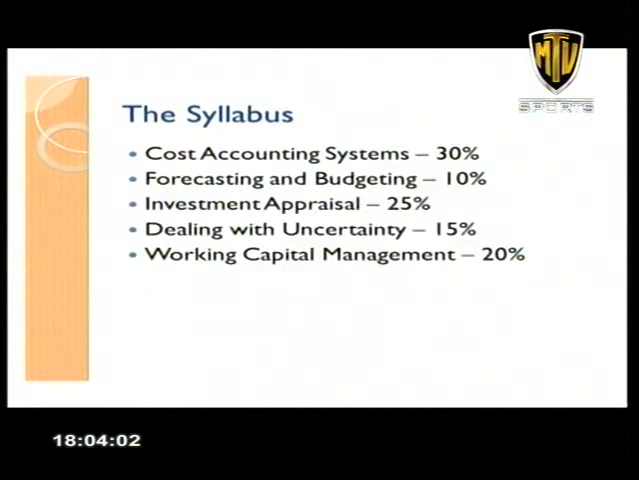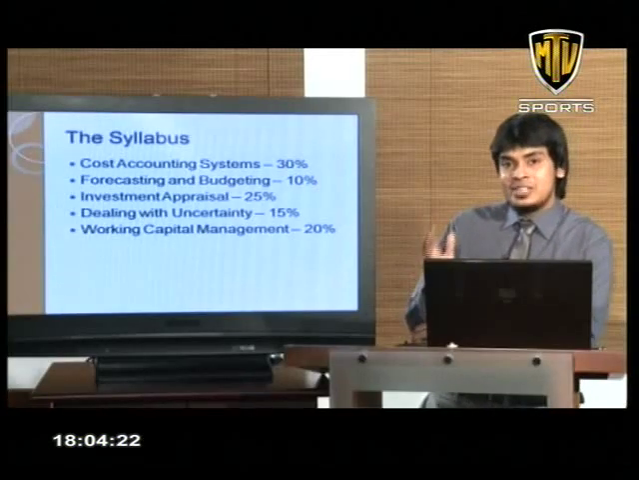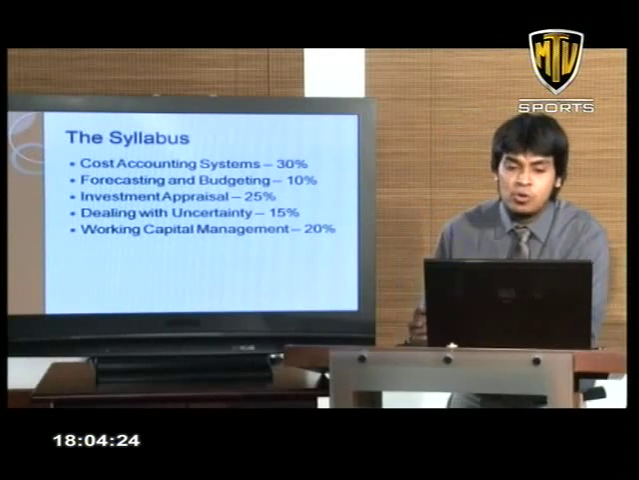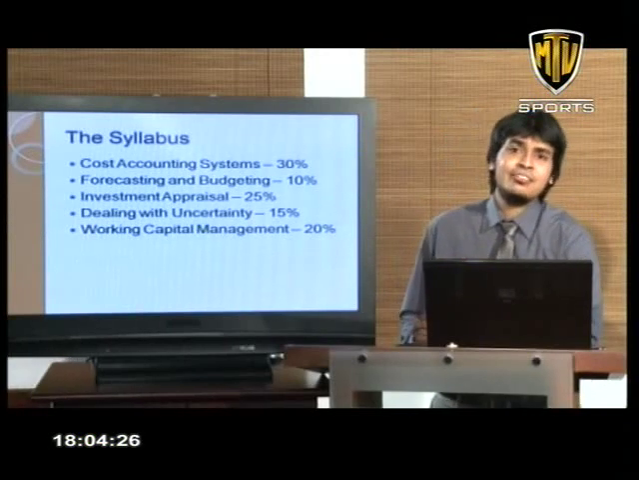So moving on to the syllabus. As far as your syllabus goes, you have cost accounting systems accounting for 30%, forecasting and budgeting accounting for 10%, investment appraisal that accounts for 25%, dealing with uncertainty which accounts for 15%, and of course working capital management which accounts for 20%.